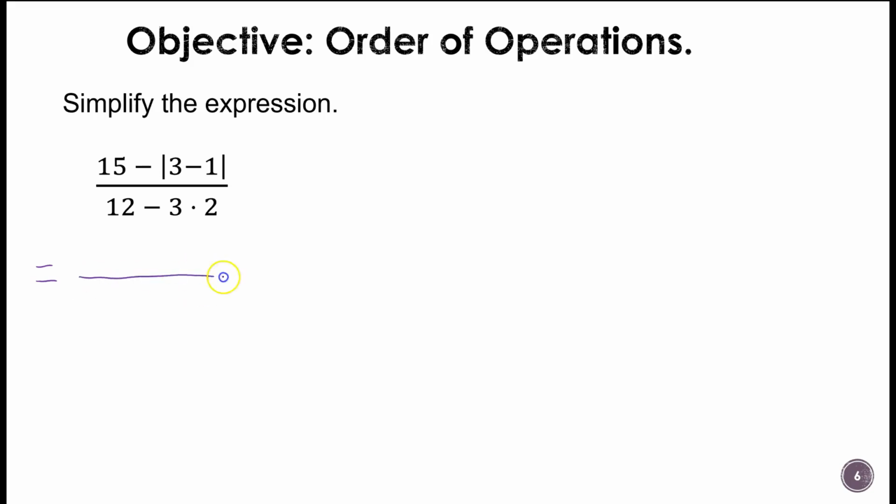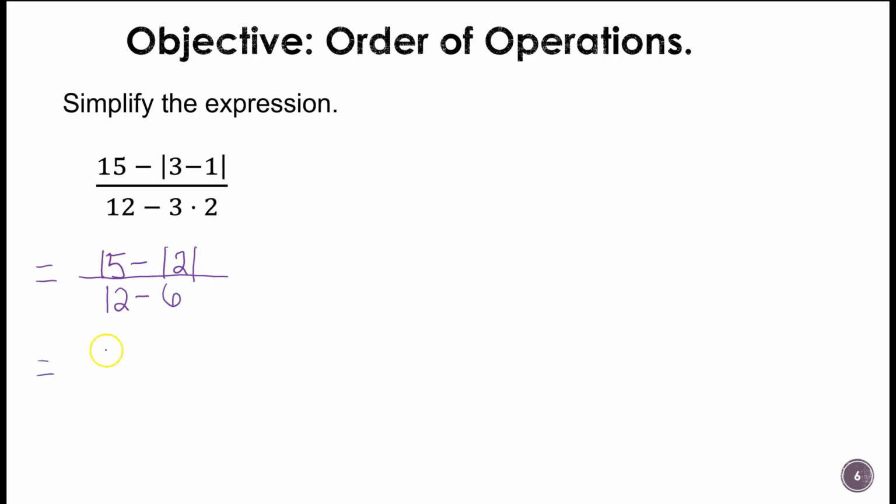So I'm going to take 15 and subtract the absolute value of 3 minus 1, which would be the absolute value of 2. I'm going to leave it there for a moment so we can talk about that, because when we take an absolute value, it's going to be positive, so it's still just going to be a 2. In the denominator, I have 12 minus 3 times 2, so we multiply before subtracting.